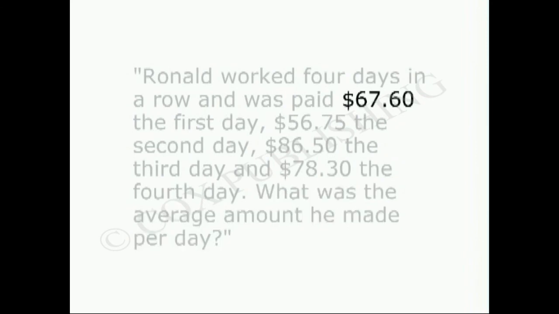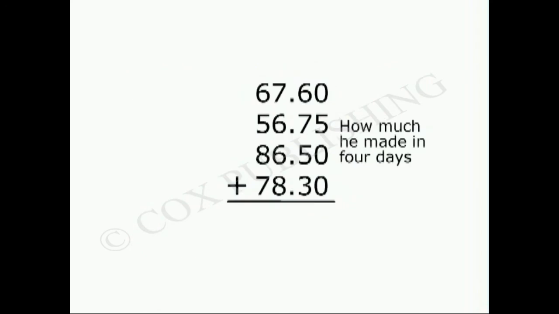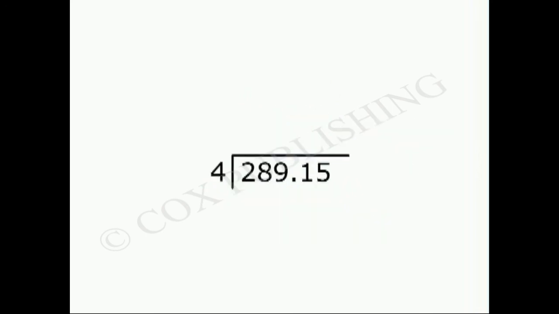Here they gave us the information of how much he made for many days, which is 4. Then asked us how much he averaged per day, or for 1 day. Now the word per is the same as 1, so we have to divide by 4 here. First we have to add all the numbers together to get 289 1500ths. Next we have to divide by 4 here.